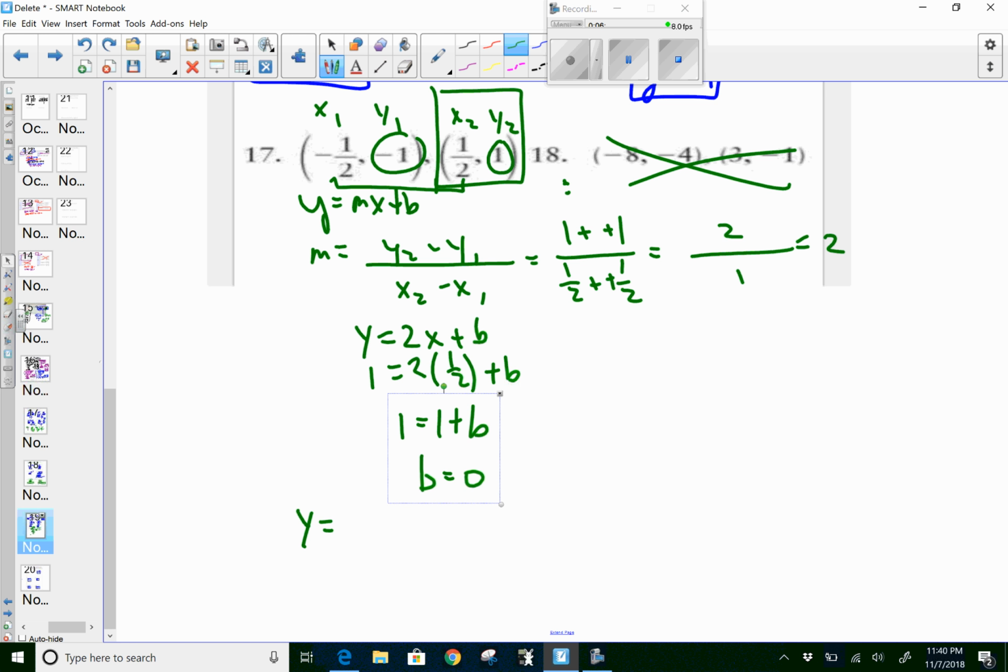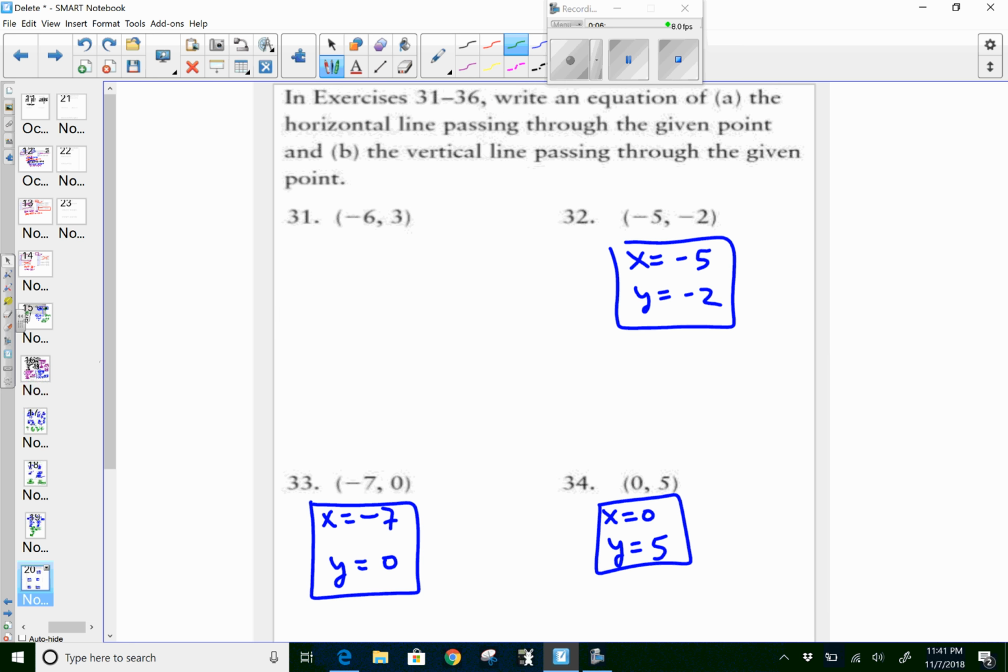So my whole equation is y is equal to our slope x plus b. Our slope we found out was 2, so we're going to do 2x, and our b-intercept is 0. So y is equal to 2x. And let's make sure that that's true. Negative 1/2 times 2 is negative 1, and half times 2 is positive 1. So our rule works. Okay, moving on.